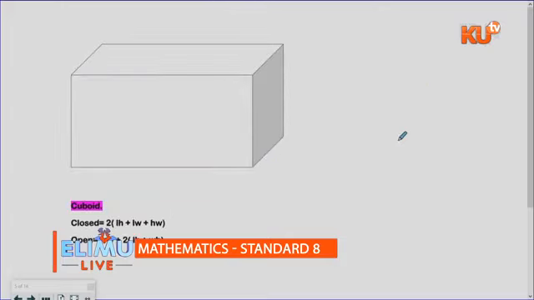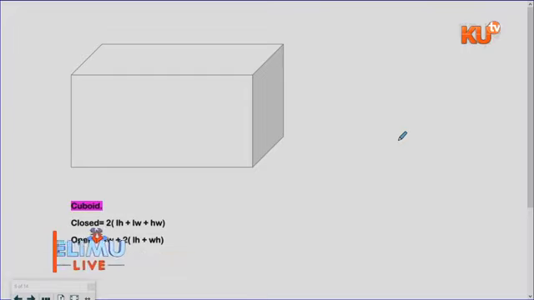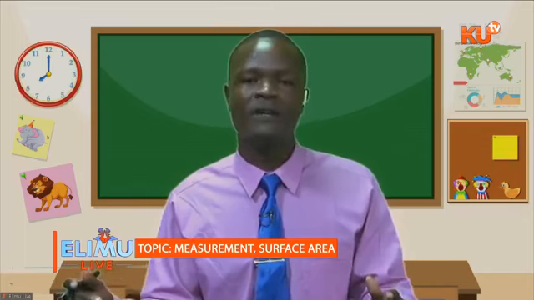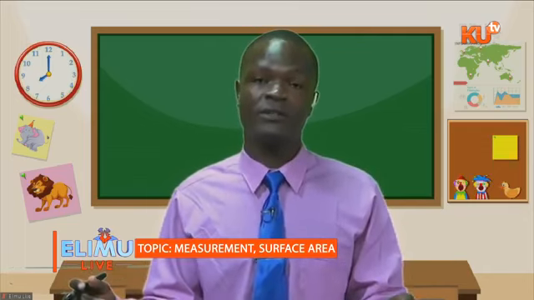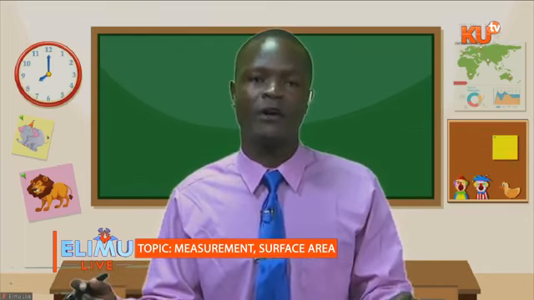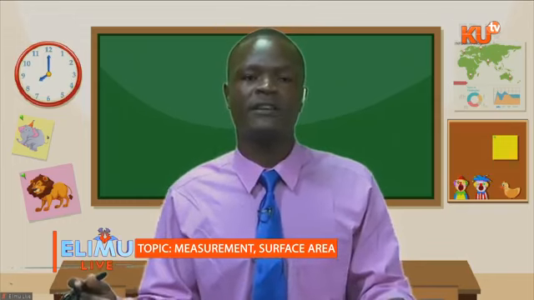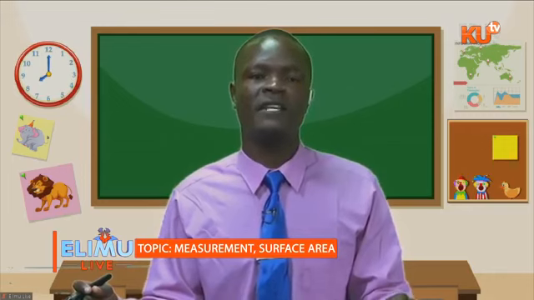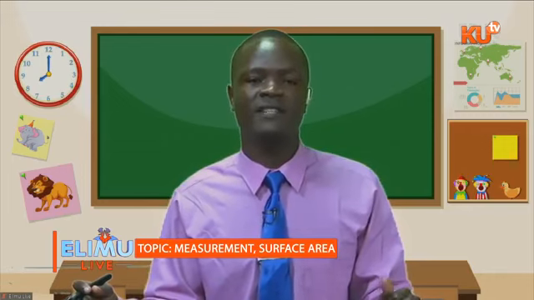So for a cuboid, again, just like I had explained, a cuboid has got 6 faces if it is closed, and an open one has got 5 faces. So remember, a cuboid is made up of rectangles. So we find the area of the rectangle. After finding the area of the rectangle, then we multiply by the number of faces.